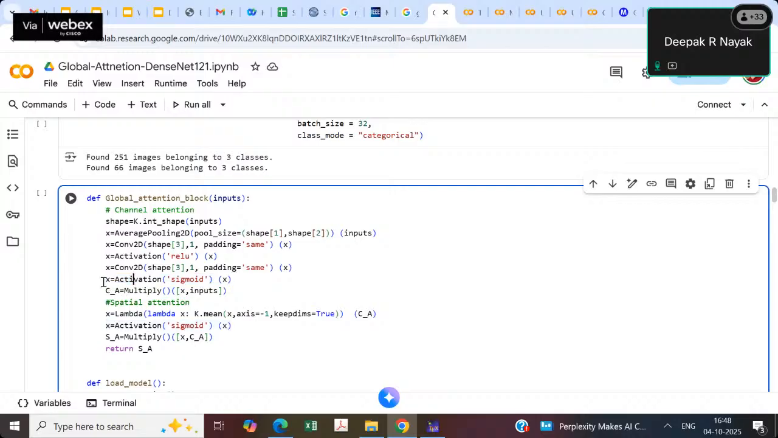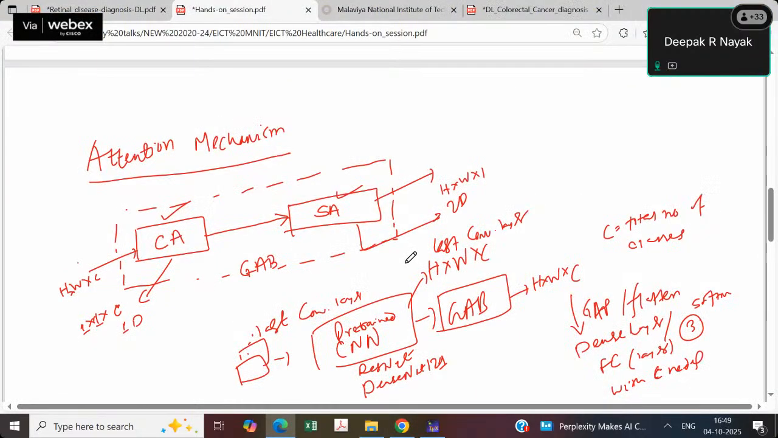And then this X is now the weights, and this X and the inputs, H cross W cross C, are going to be multiplied element-wise. And then whatever you get is CA. What is CA in this case? CA is nothing but the output after this channel attention. And the output after this channel attention, CA, will now be passed to SA, that is the spatial attention.